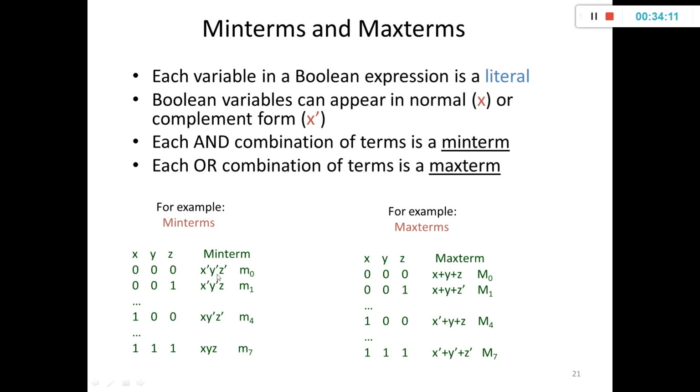X bar, y bar, z bar is a min term because all the literals are available in this: x is available, y is available, z is available. Next, x plus y plus z is a max term because all the literals are available in this. I have listed a few of the min terms here, and a few of the max terms here. So I hope you got the difference between min terms and max terms.